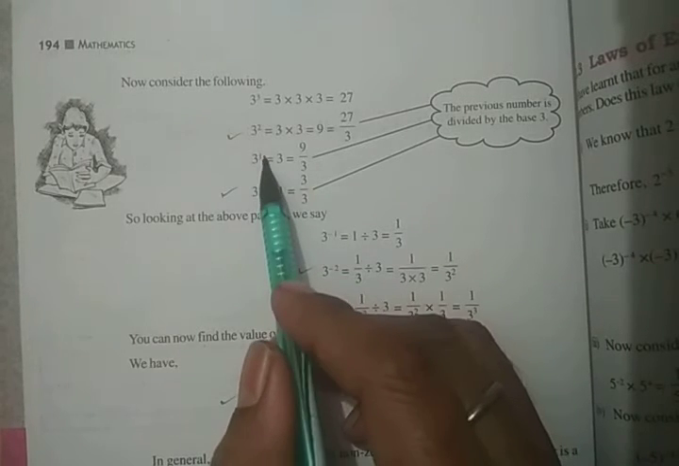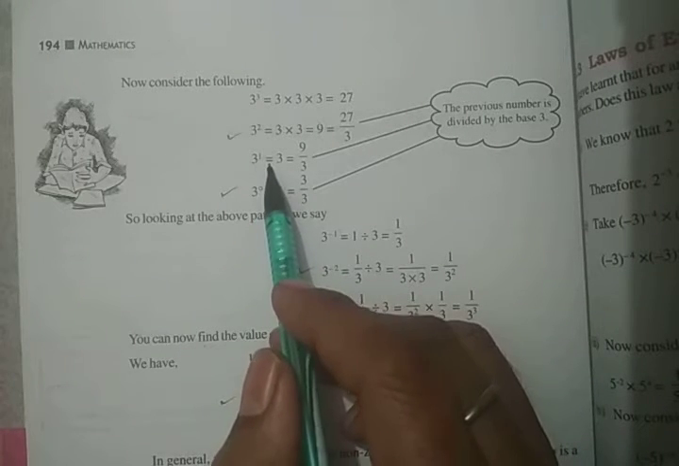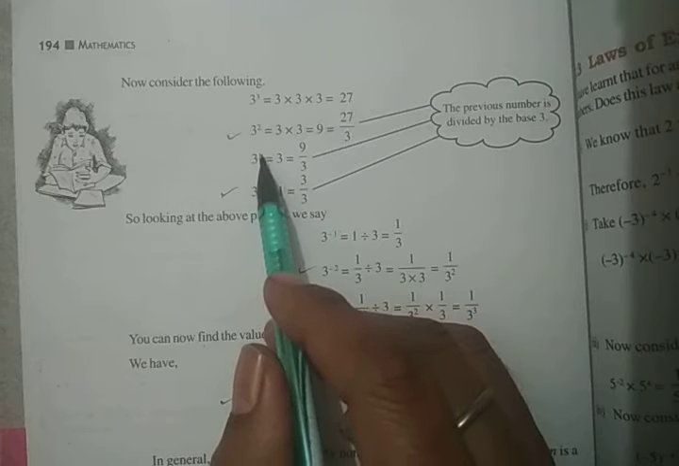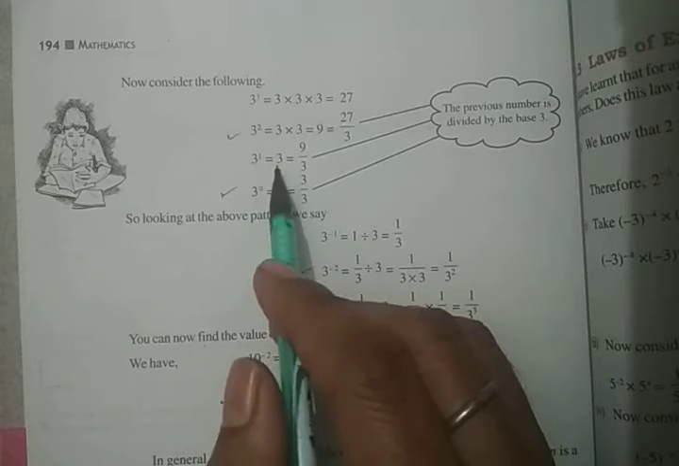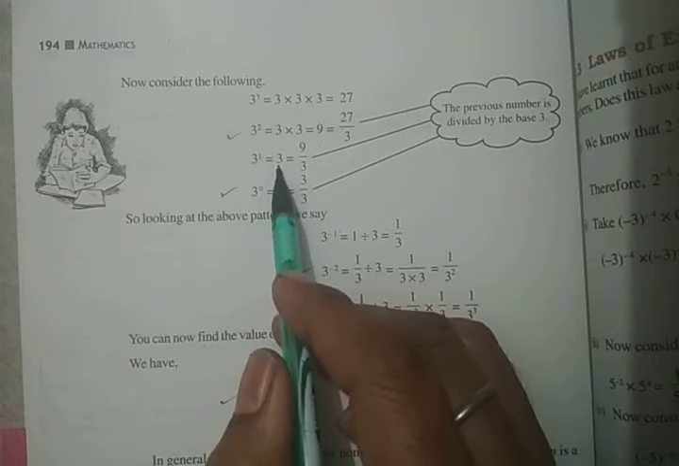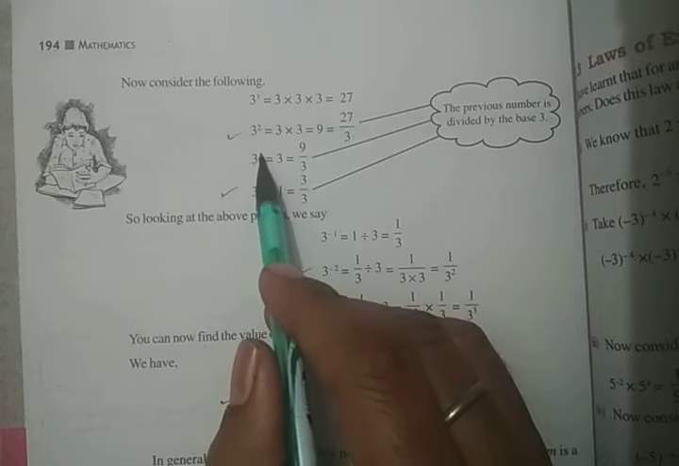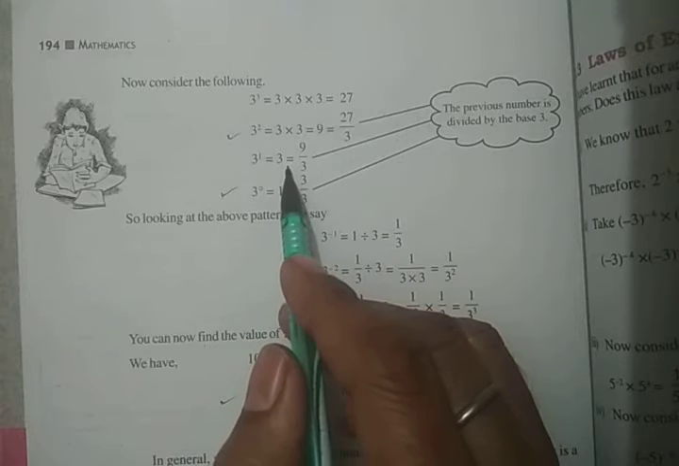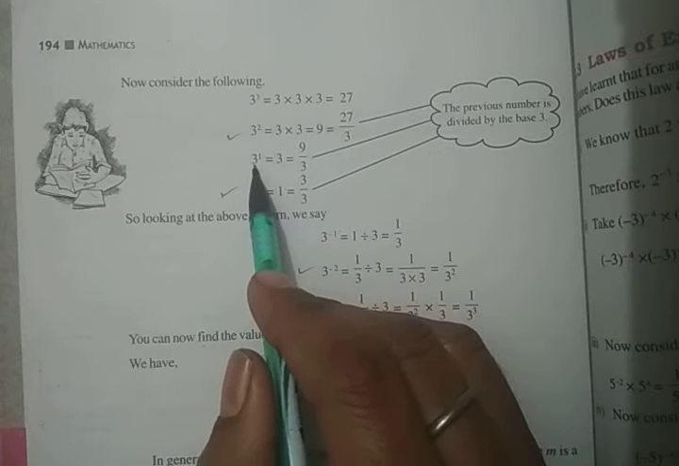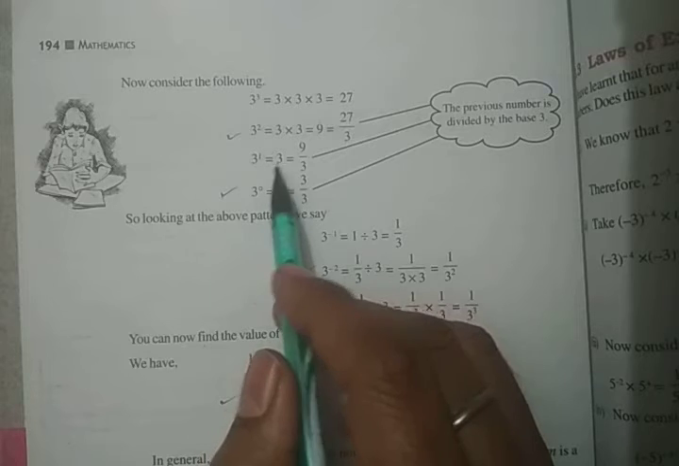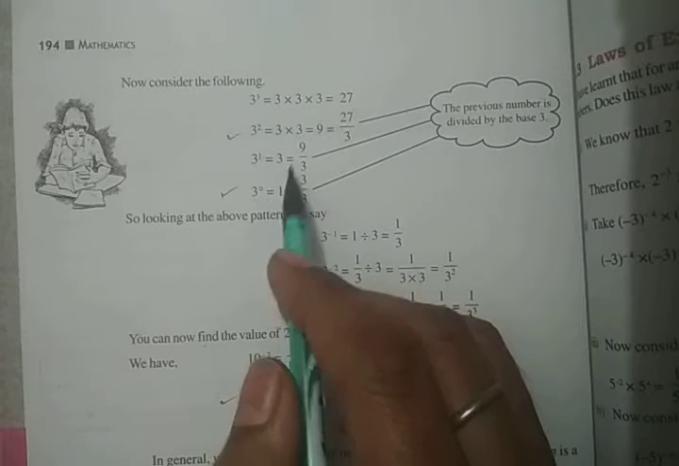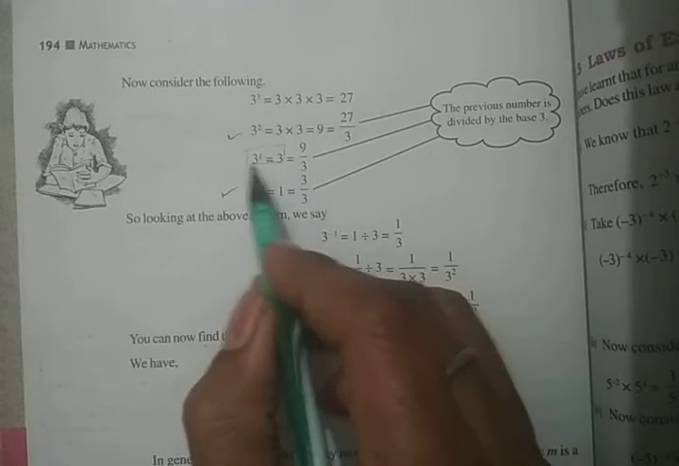Now 3 raised to 1 means that 3 you have to multiply 1 time. So it is written as 3 only. Any number raised to the power of 1 is the number itself. Suppose it is 5 raised to the power of 1, then the answer will be 5. You have to remember this.